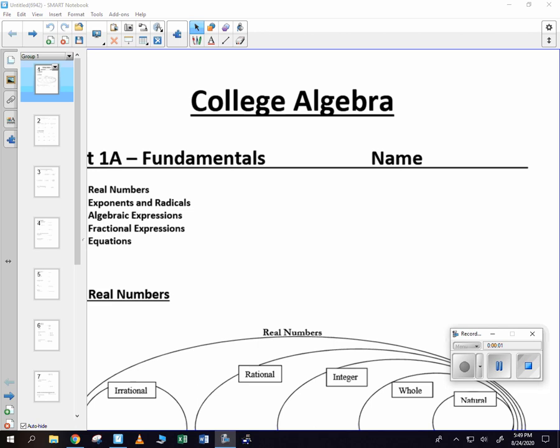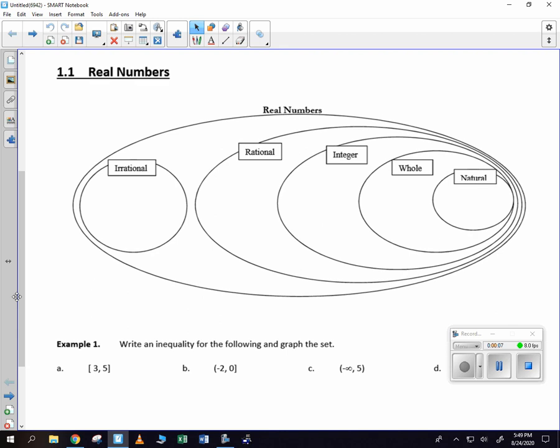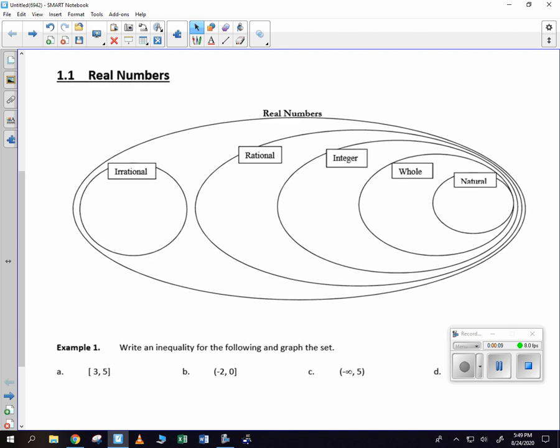Okay, college algebra. Here we are talking about the fundamentals of really algebra. It starts with sets of numbers. The natural numbers are 1, 2, and 3, so on and so forth. They're numbers that we use for counting purposes. All people seem to know them. Animals seem to understand 1, 2, and 3.